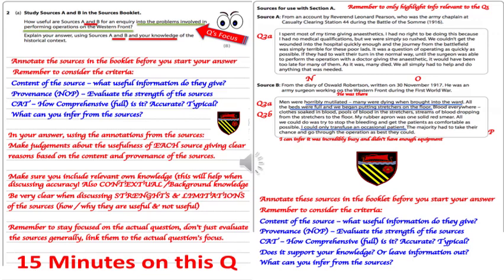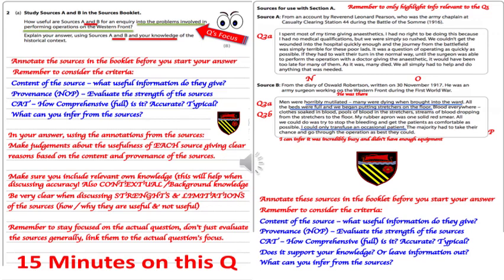So obviously if you only focus on A and B, you're going to get half marks. If you only use your own knowledge and don't talk about the sources, you're going to find it very difficult to get any marks because you're being specifically asked to comment on the usefulness, the utility. Okay, so hopefully you've annotated the sources in the booklet before you started the answer. You've broken them down by their content.